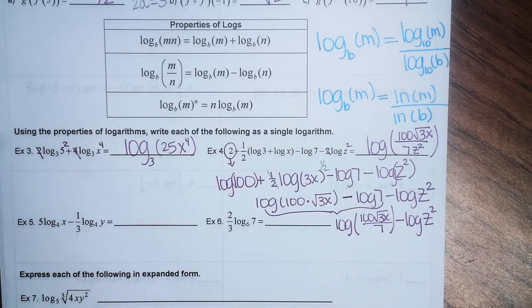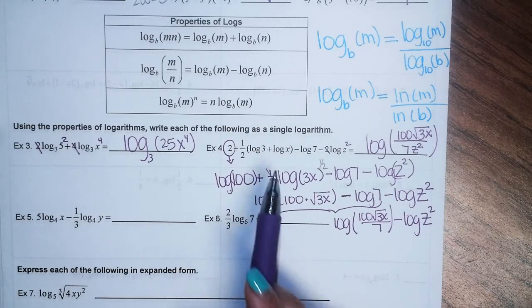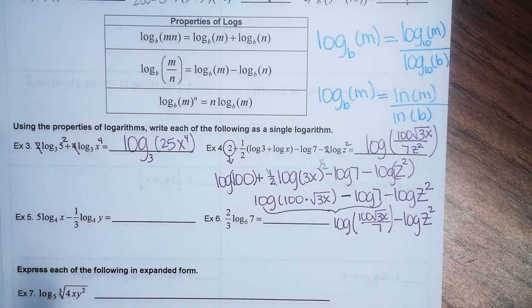So number 4, final answer. Log of 100 square root of 3x over 7 times z squared. And like I said, you can do that in fewer steps if you want to, but I just showed all my work. So let's keep practicing combining these into a single log. I think 4 was the hardest one. The rest are easier. Number 5.